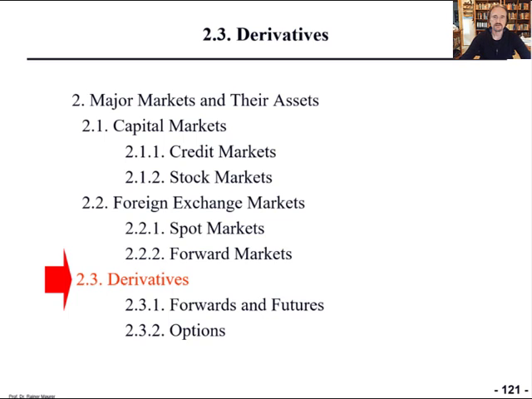Hello everybody. This is lesson 11 of the lecture International Financial Markets. I will discuss slides 121 to 130 of chapter 2, Major Market Segments and their Assets. In this lesson I will talk about markets for forwards and futures.